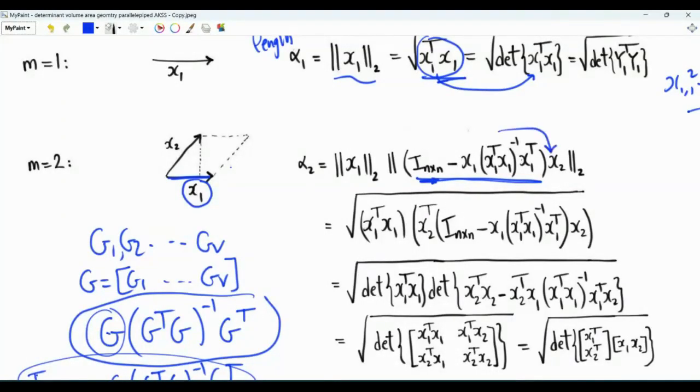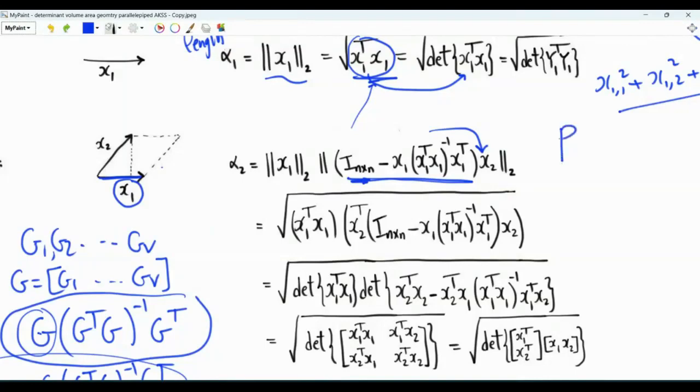If we apply this matrix to x2 by multiplying by x2 from the left, then we get the component of x2 that is orthogonal to x1. This will be the height of the parallelogram. The L2 norm of x1 can be written as the square root of x1 transpose x1, as we did earlier.